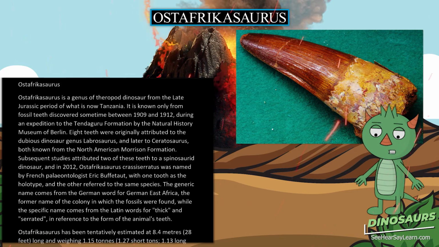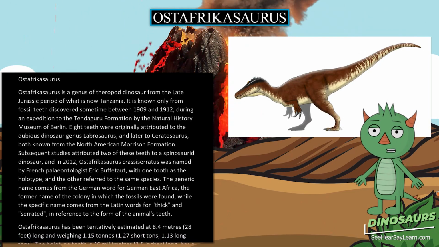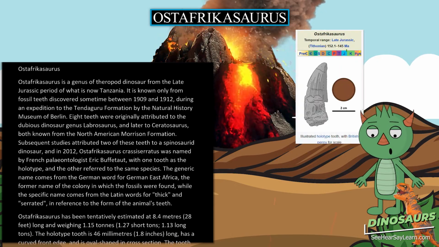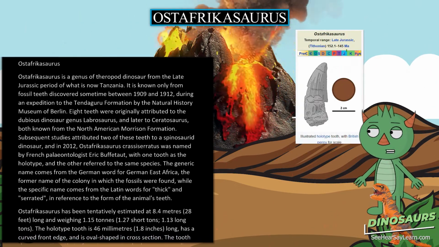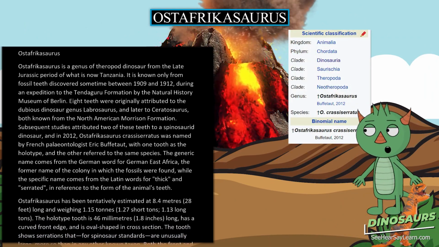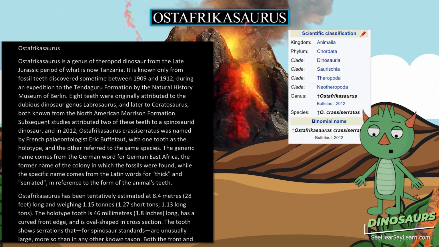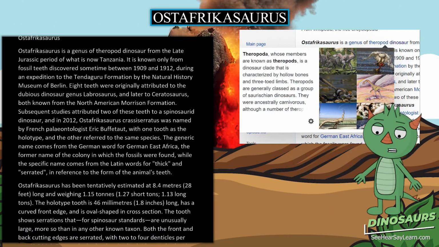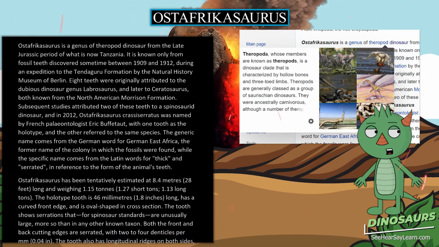8 teeth were originally attributed to the dubious dinosaur genus Labrosaurus, and later to Ceratosaurus, both known from the North American Morrison Formation. Subsequent studies attributed 2 of these teeth to a spinosaurid dinosaur, and in 2012, Ostafrikasaurus crassiserratus was named by French paleontologist Eric Buffetaut, with one tooth as the holotype, and the other referred to the same species.